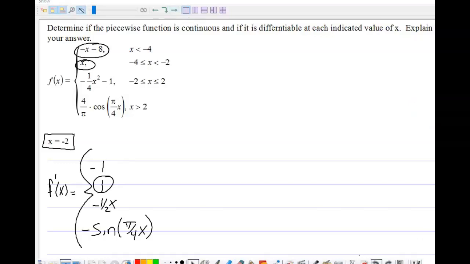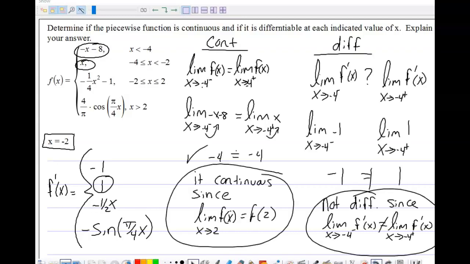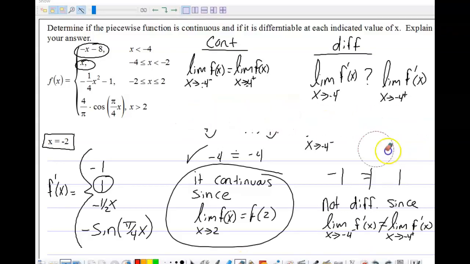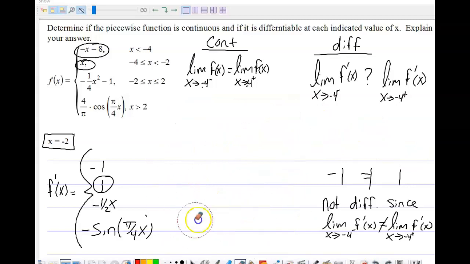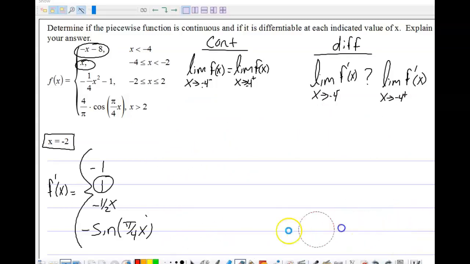Matter of fact, let me bring all that back. There it is. All right. Rewrite the first part again. Okay, so for the next question, we're looking, is it differentiable at -2 this time? So we're going to go ahead and repeat this process, but this time we're approaching -2 from the left and right.